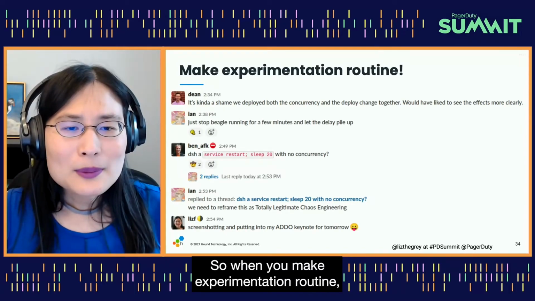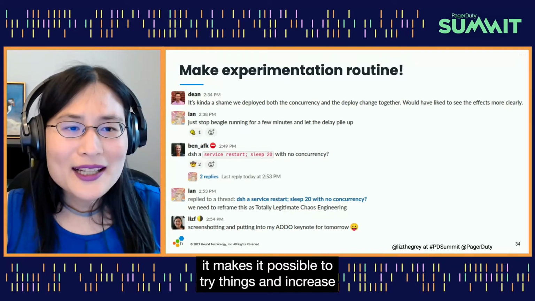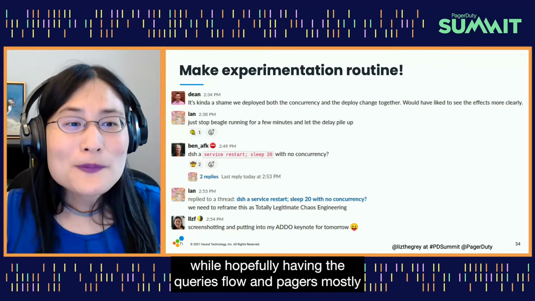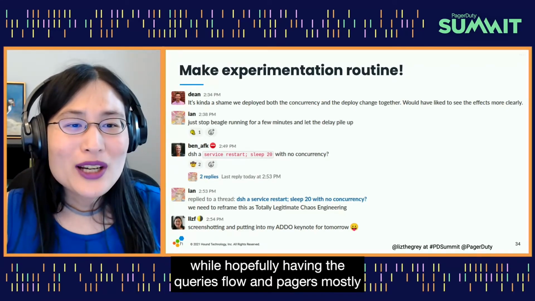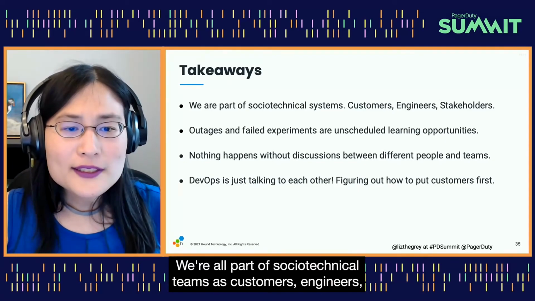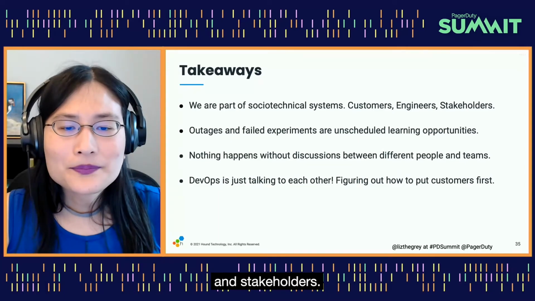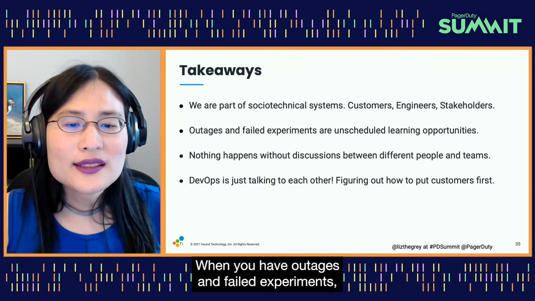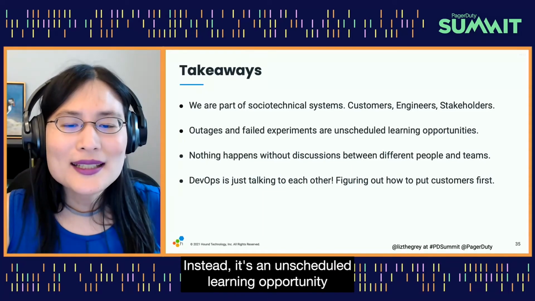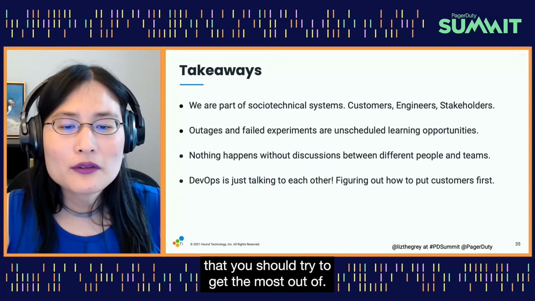So when you make experimentation routine, it makes it possible to try things and increase the speed of innovation in your team while hopefully having the queries flow and pagers mostly staying silent. We're all part of sociotechnical teams as customers, engineers, and stakeholders. When you have outages and failed experiments, it's not an occasion to blame people. Instead, it's an unscheduled learning opportunity that you should try to get the most out of.